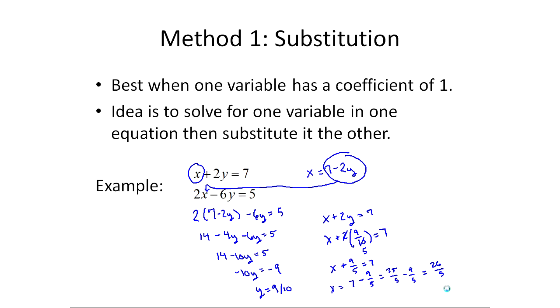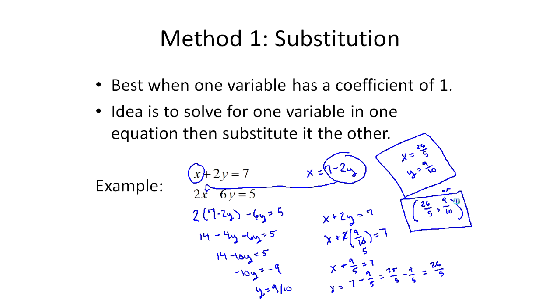So there's a couple ways to write this. You could simply say x equals 26 over 5 and y equals 9 over 10 and be done. Or the other method is to put x first, 26 over 5, and then comma 9 over 10. In other words, write it as an ordered pair, and both are correct and both are all right.